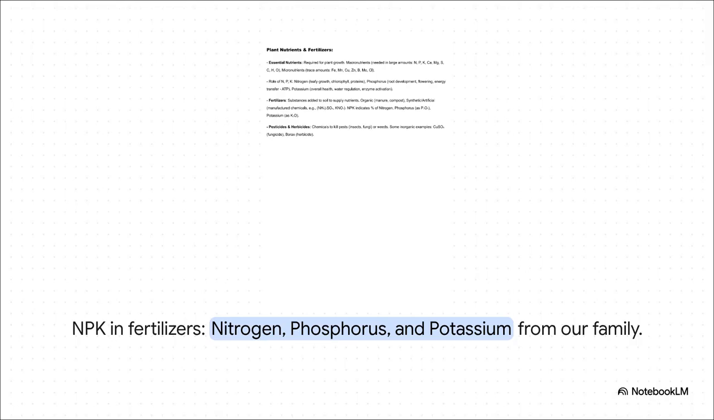And here is where it all comes full circle. If you've ever looked at a bag of fertilizer and seen NPK on it, you are looking at our inorganic family hard at work. Those letters stand for nitrogen, phosphorus, and potassium, 3 absolutely essential nutrients for plants, all delivered in the form of these very compounds we've been talking about.